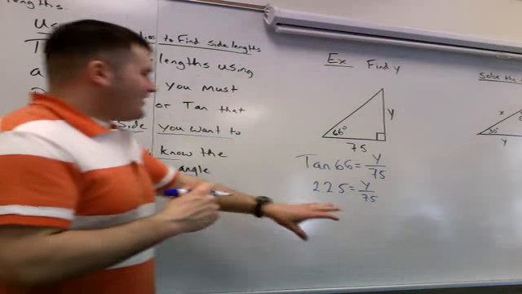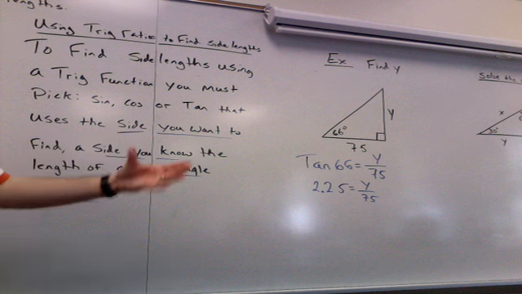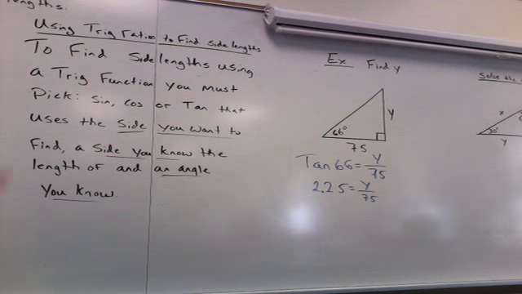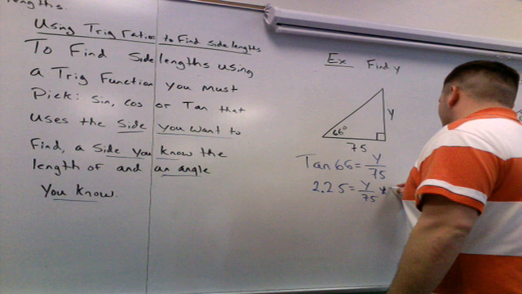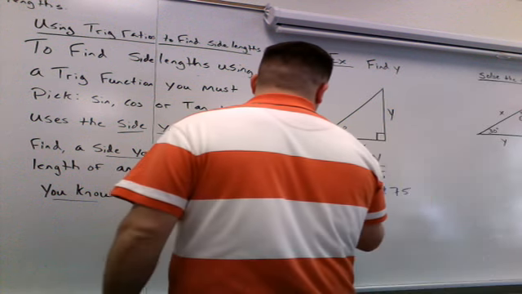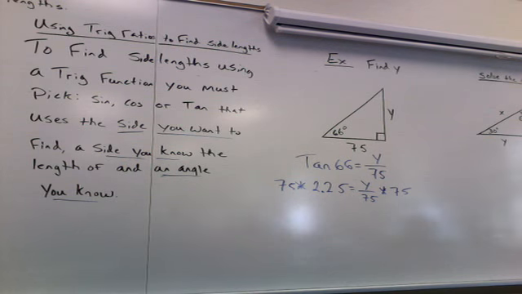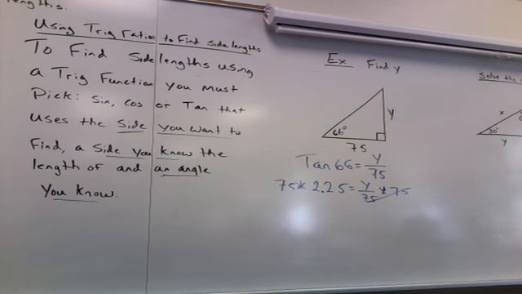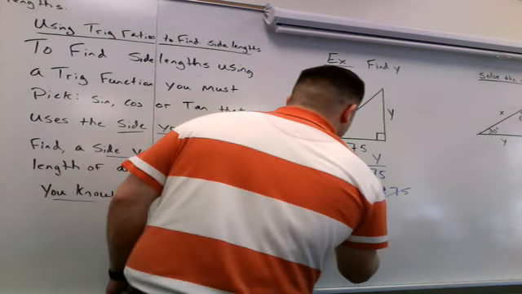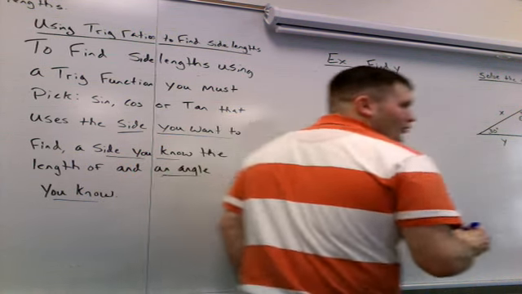All right. So 2.25 equals y over 75. First step, get the 75 off the bottom, right? Since it's on the bottom, it means it's being divided, so to get rid of it, we multiply. Multiplying by 75 will get rid of the 75 on the bottom. 75 times 2.25 is 168.75. And now we've found y.